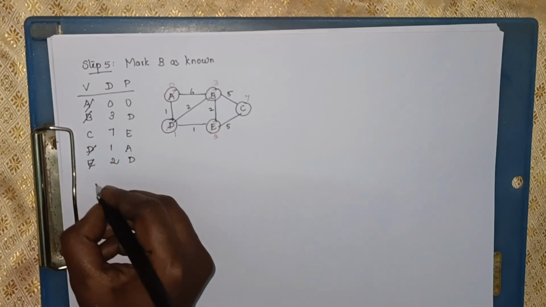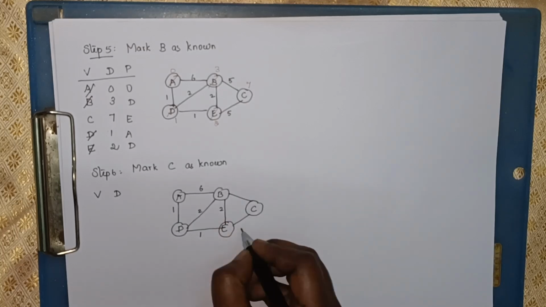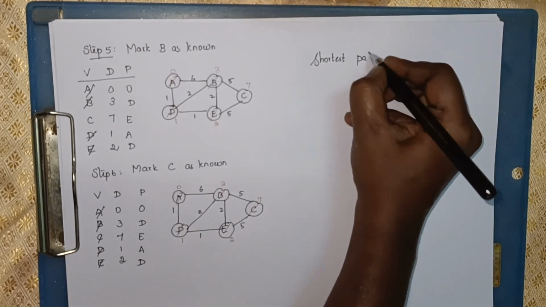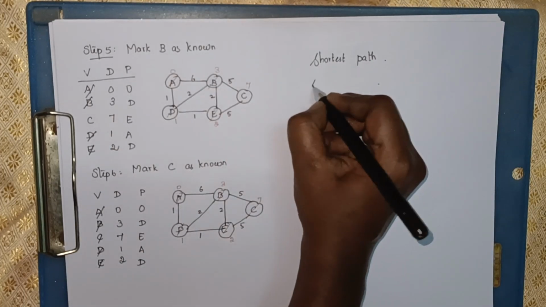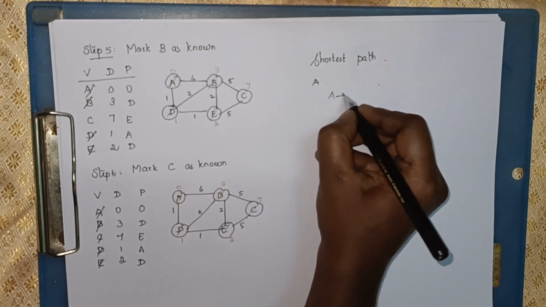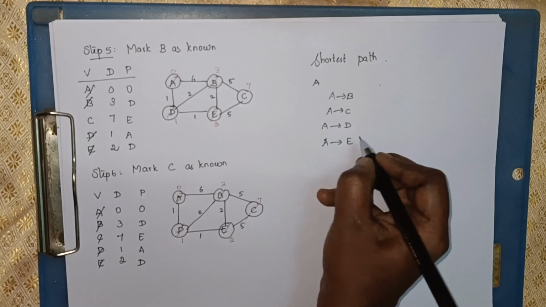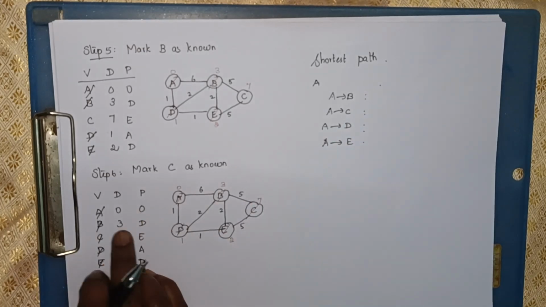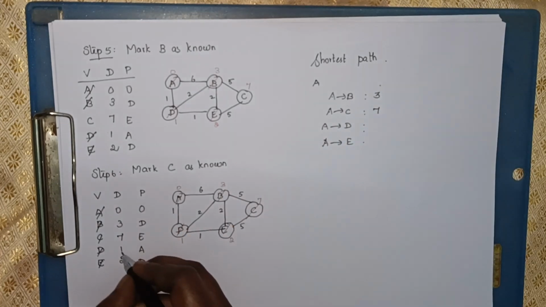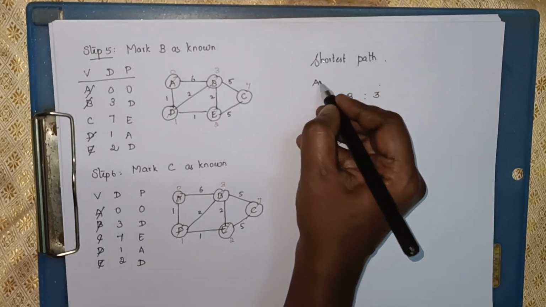Mark C as known. Now, how to write the shortest path: we started from A, right? So from A, what are the other nodes? From A you can go to B, from A to C, A to D and A to E. We are going to write the distances. So B's distance is 3, C is 7, D is 1, E is 2. So this is the shortest path from the source vertex.